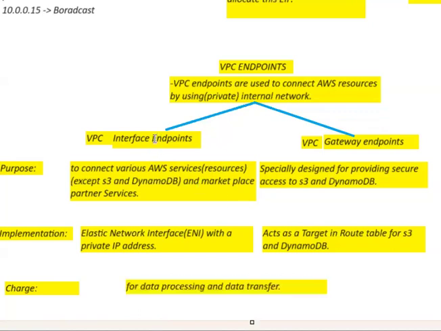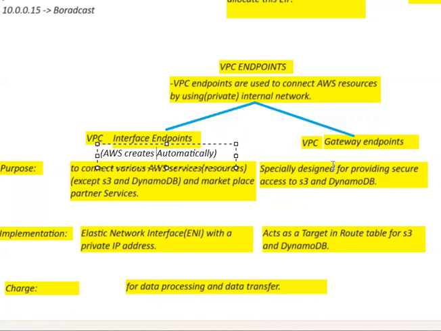So now the question is, who creates these VPC interface endpoints? AWS will automatically create these VPC interface endpoints for you. So these are automatically created. Who creates these endpoints automatically? AWS creates these endpoints automatically.